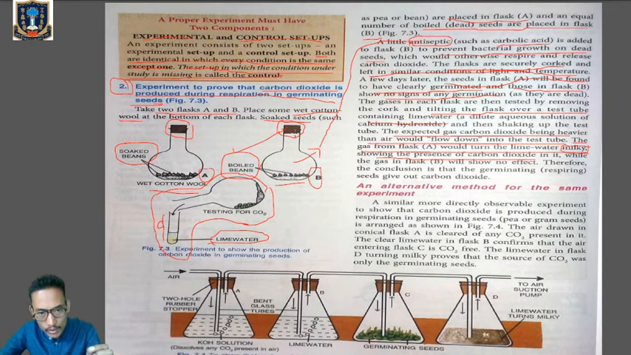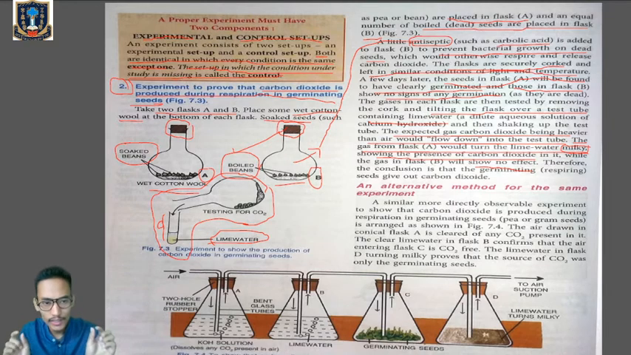While when we introduce the gas present in flask B into the test tube, there will be no change or no effect on lime water. So this proves that germinating seeds give out carbon dioxide due to the process of respiration. Simple. Okay, so briefly, we are trying to prove that carbon dioxide is produced during respiration by the germinating seeds. That is our aim. We have to prove that.